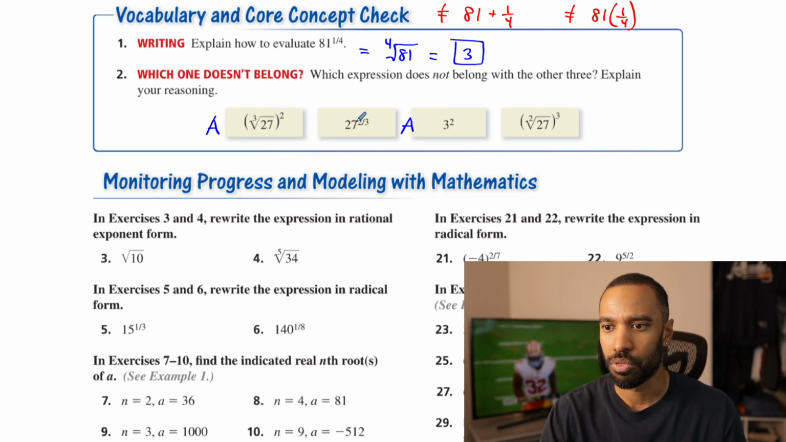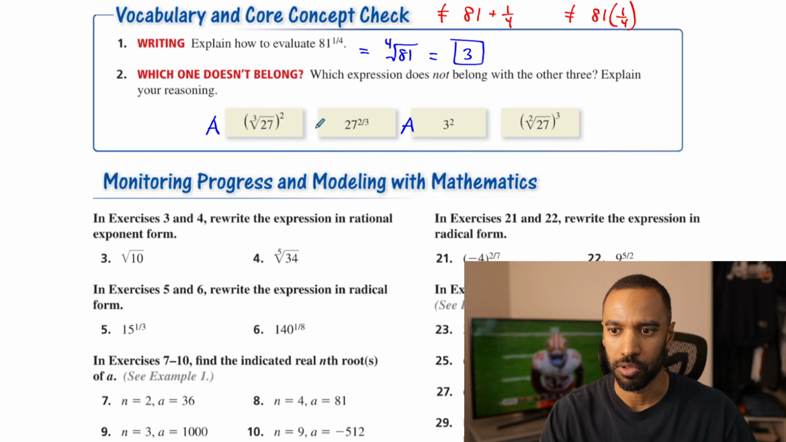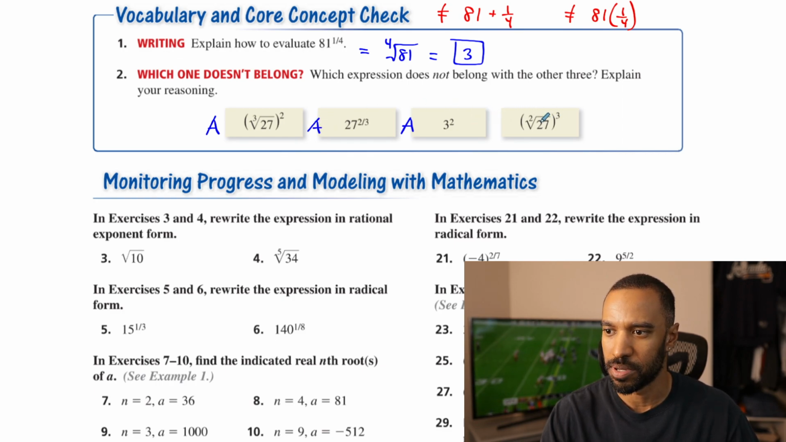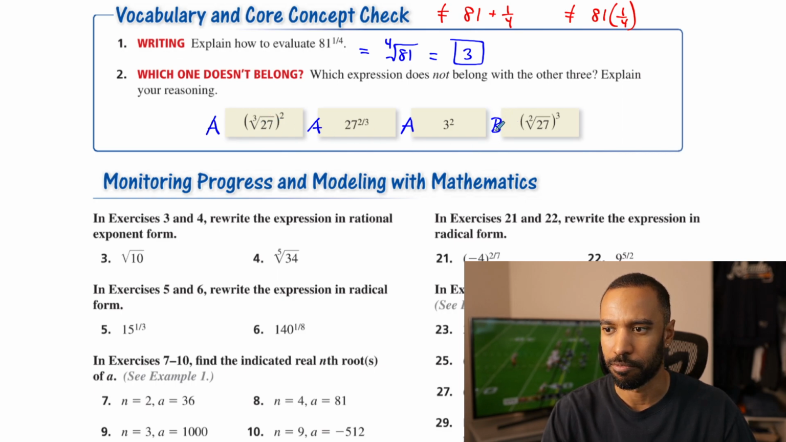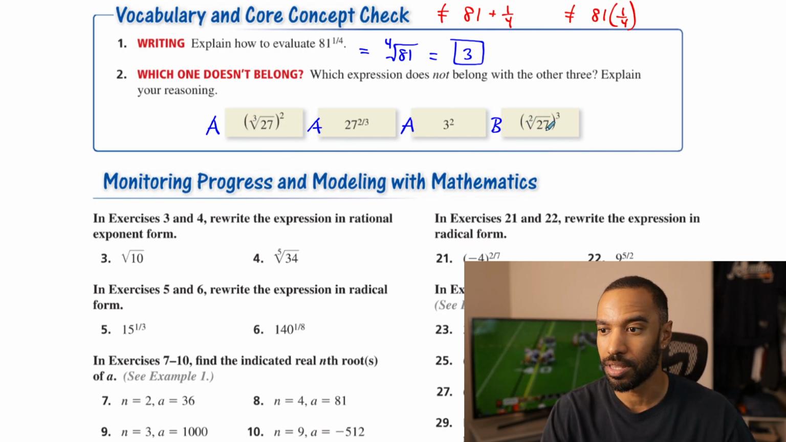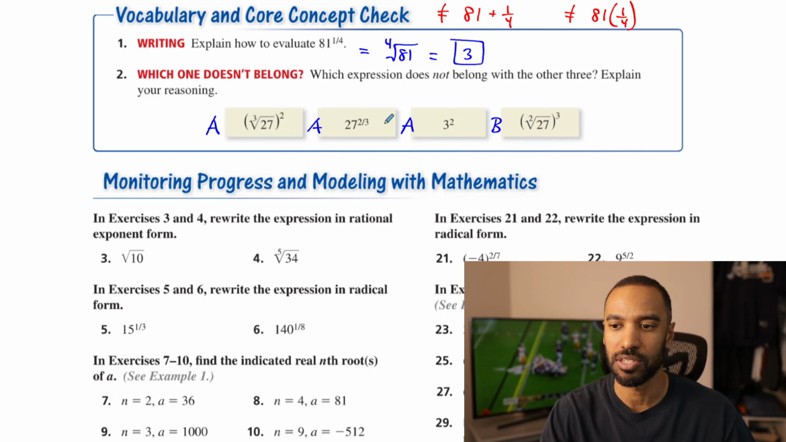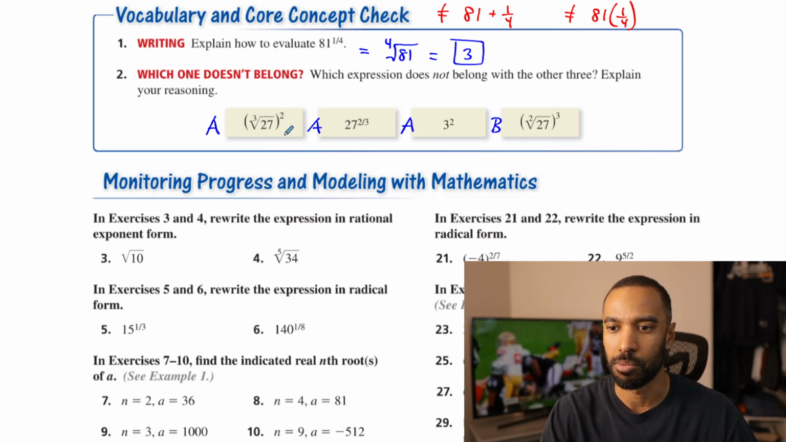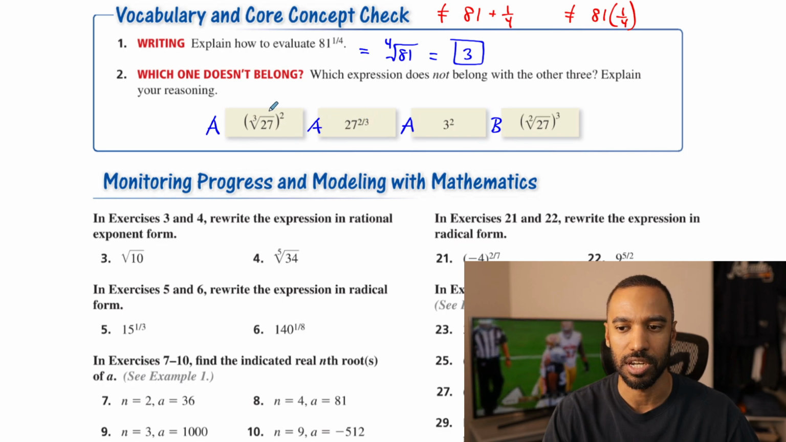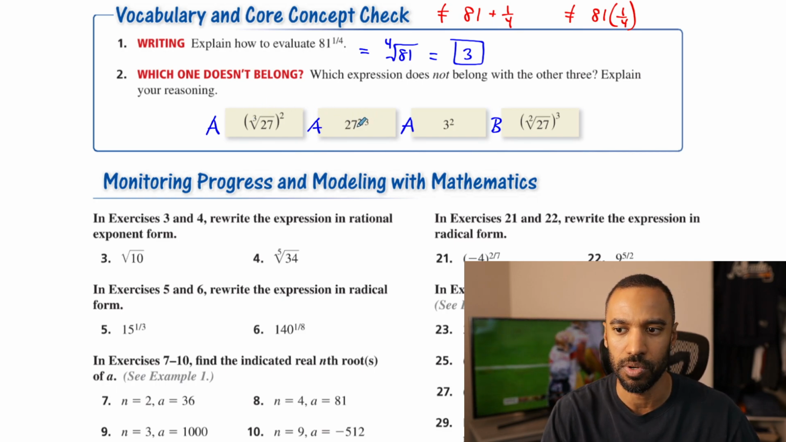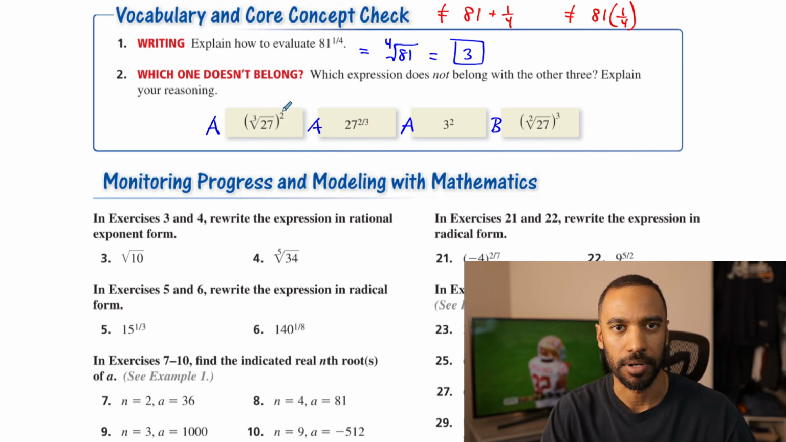This is 27 to the 2/3, which is equivalent to the cube root of 27 squared. That's also A. So this must be different. Yeah, this is the square root of 27 cubed. Clearly different from the first one, and apparently different from the other two. So this one's different. My reasoning is, clearly this is different from that because the numbers are switching places. These ones are the same because the cube root of 27 is 3, and this is the rational exponential form where the 3 in the denominator of the exponent also represents the root, and the numerator is the power.